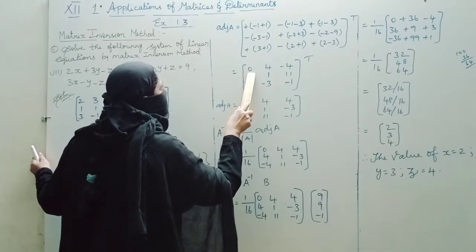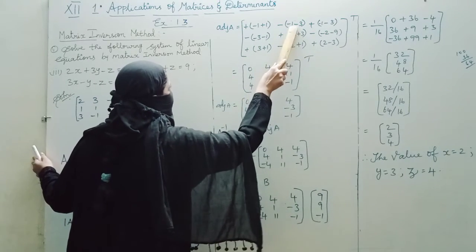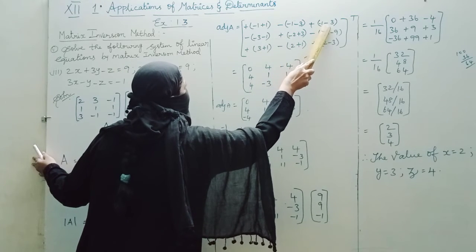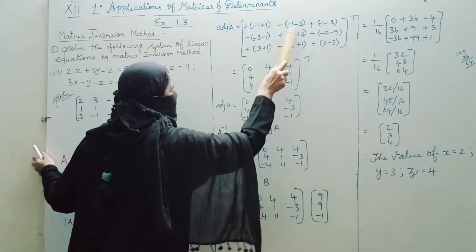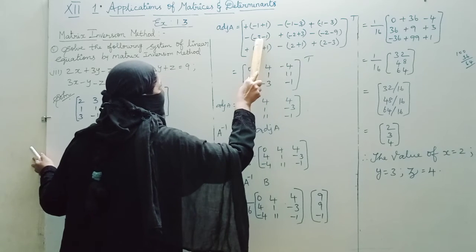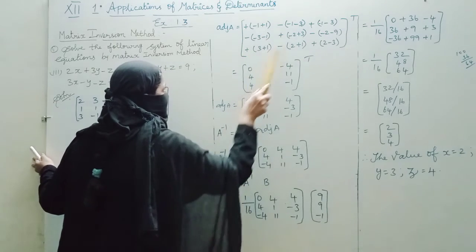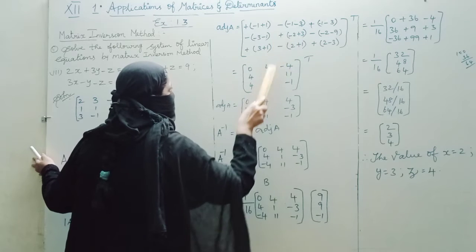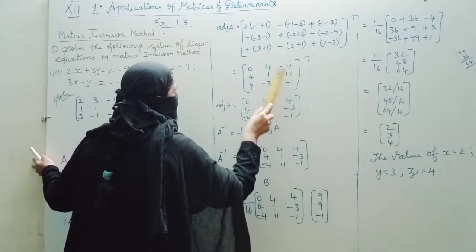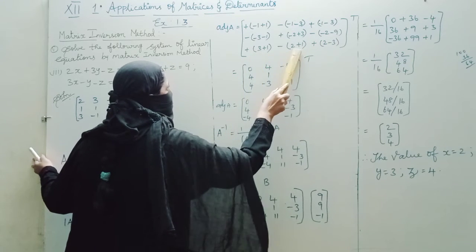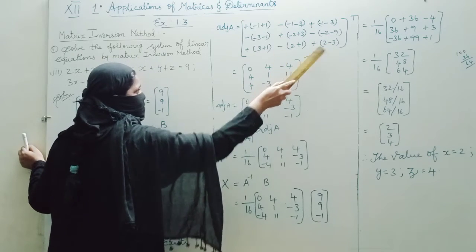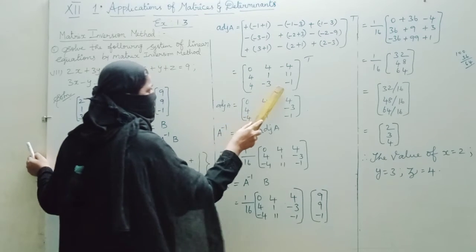Minus 1 plus 1 becomes 0. Minus 3 minus 1 is minus 4. Minus into minus is plus 4. Minus 3 minus 1 is minus 4. Plus into minus is minus 4. Here minus into minus is plus. Here minus into plus is minus. Here minus 4, minus into minus plus. 3 minus 2 is 1 plus 1. So minus 9 minus 2 is minus 11, minus into minus plus 11. 3 plus 1 is 4. Next one, 2 plus 1 is 3, plus into minus is minus 3. 2 minus 3 is minus 1, plus into minus is minus 1.